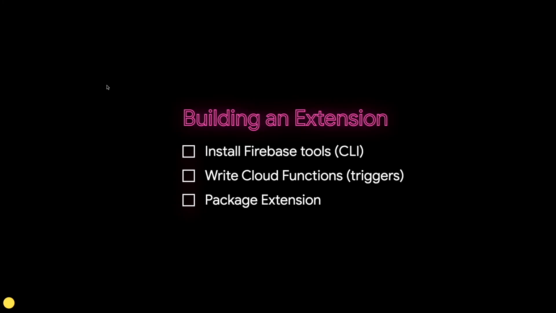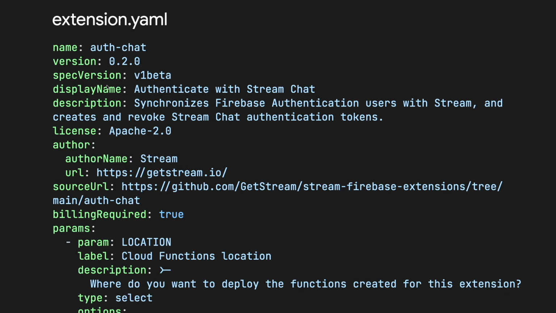And then you'll package your extension. The way it works is you have this YAML file which says, hey, this is the name of the extension, this is where we get it from, this is what it does. Here are all the parameters that you can configure. And by the way, this is the very YAML file from the extension that we just used.